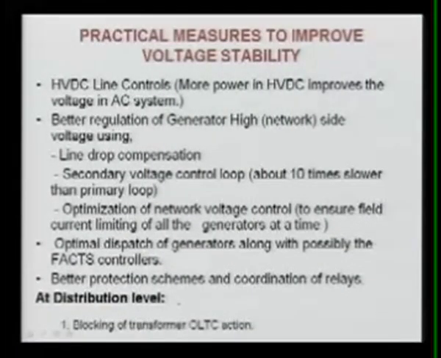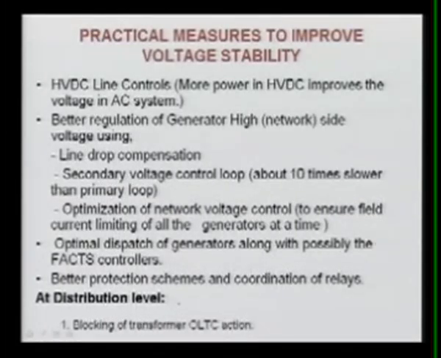So by controlling the HVDC, loading more HVDC lines, we can improve the voltage stability of the system. But again, if your HVDC line is loaded to its rating limit, again you don't have margin. Better regulation of generator high side voltage using line drop compensation, secondary voltage control loop about 10 times slower than the primary control loops, optimization of network voltage control to ensure field current limiting of all the generators at a time, optimal dispatch of generators along with the possibility of FACTS controllers, and the better protection schemes and the coordination of relays, which I have already discussed.